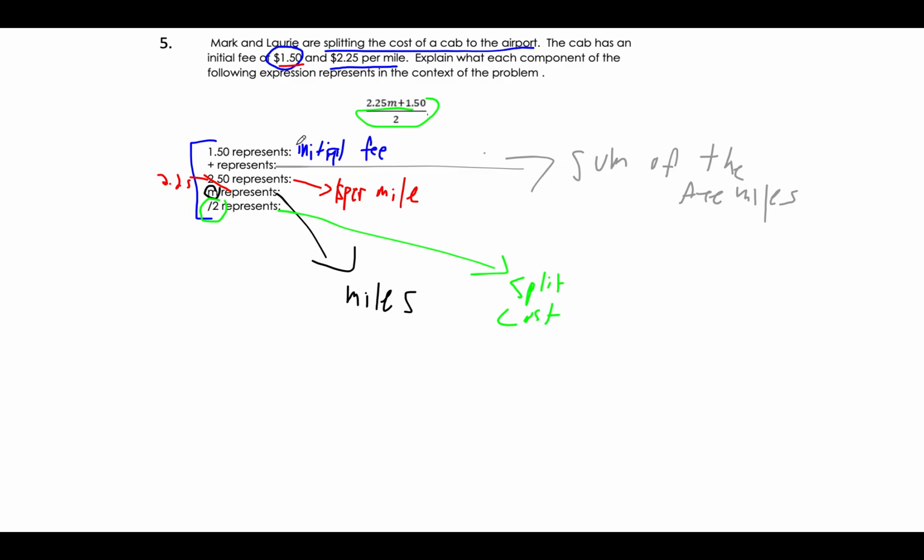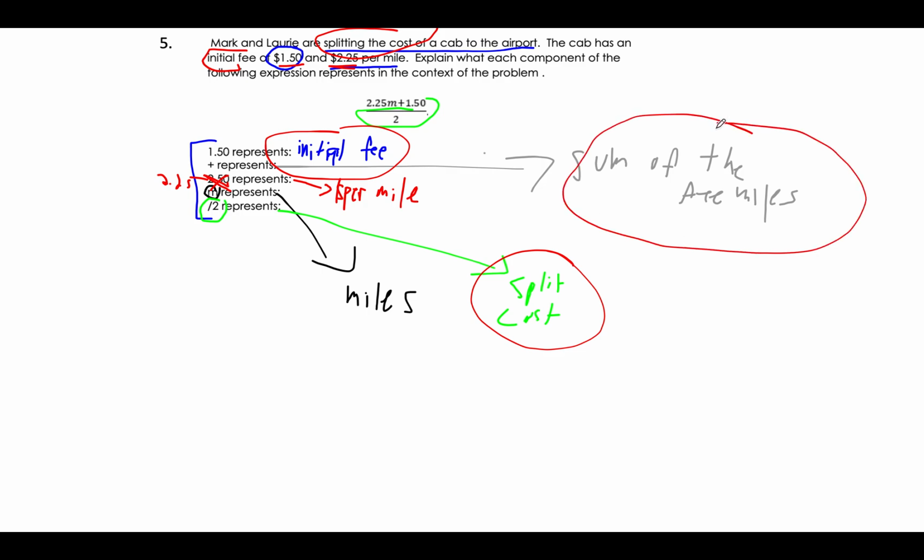So we're given in the problem that 1.5 is going to represent our initial fee. That's given to us right there. Skip the dollar sign, the plus sign for right now. The 2.25 represents the cost per mile. That's given to us here. M is going to represent our miles. That's because we're multiplying 2.25 by m. And over 2 is because they are splitting the cost of the cab. So that means while they're splitting the cost, we're dividing that by 2. And our plus sign is going to represent the sum of the miles and the fee.